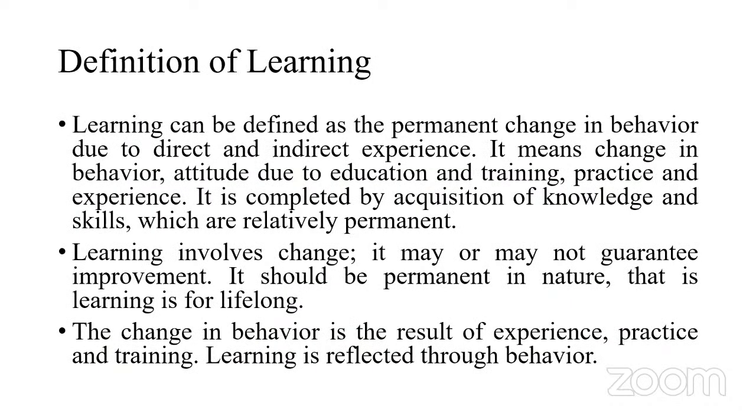The next one is learning. Okay. What is learning? Learning is defined as a permanent change in behavior. And this change in behavior could be because of direct or indirect experience, right? It could be due to education, it could be due to training, it could be due to practice, anything. Whenever there is change in behavior, that is known as learning, right? And this change should be permanent in nature. If there is some change in behavior only for a small period of time, then that cannot be called learning, right? And another important thing is learning is always reflected through behavior.